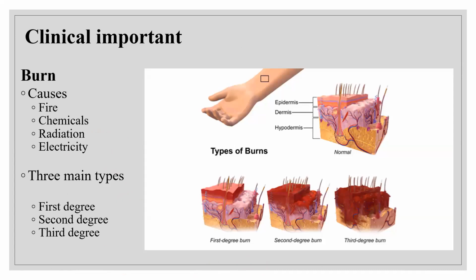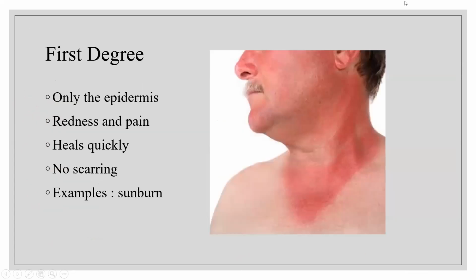These are a few clinical points related to the integumentary system. First is burn. I believe you know what a burn is. It can be due to fire, chemicals, radiation, and also electricity. There are three main types of burn: first degree, second degree, and third degree. The first degree burn involves only the epidermis. It does not go into the dermal layer. It usually causes redness and pain.